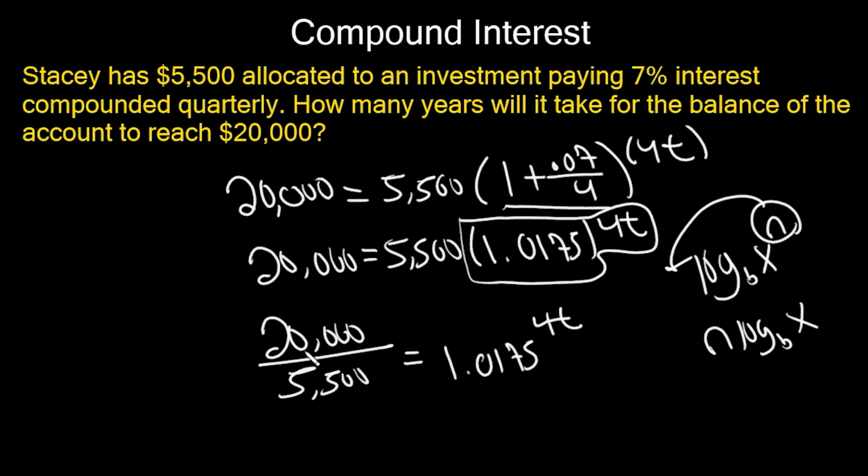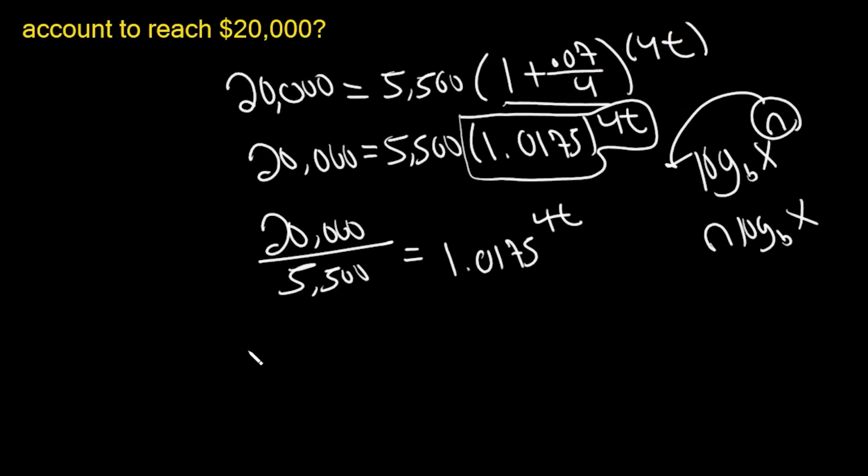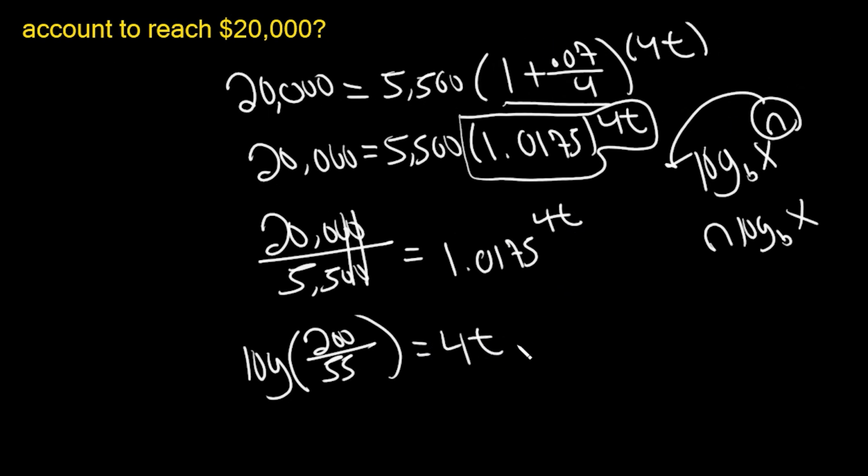So to do that, I have to take a log on both sides. So I'm going to go ahead and scroll down. In doing that, I get log of, and I'm going to rewrite it as 200 over 55, because again, I can cancel out these zeros, right? So I'm going to write it as 200 over 55. It's just easier. And then equal to, now if I take log here, 4t will come down to the front. So 4t, and then times log of 1.0175. All right. And from here, you just have to solve for t.